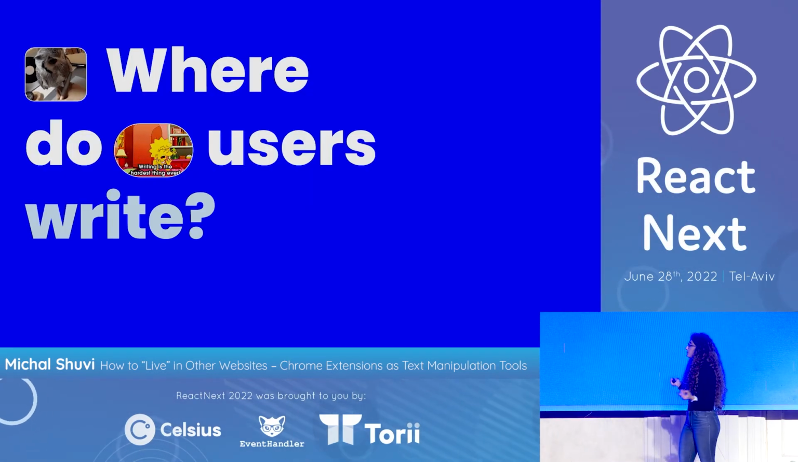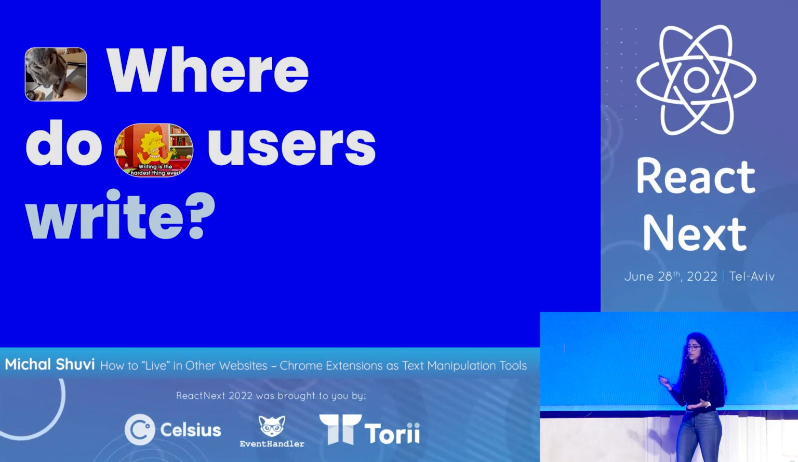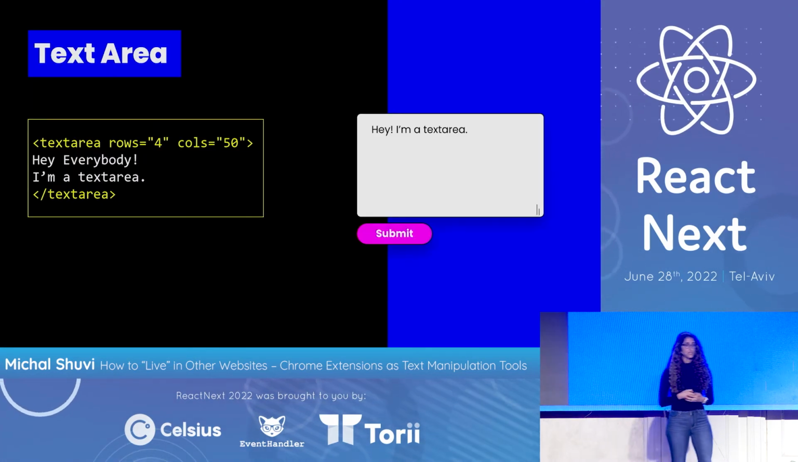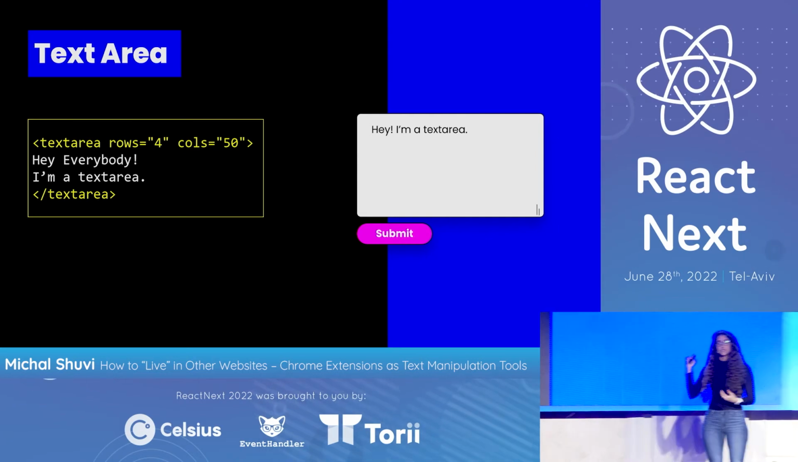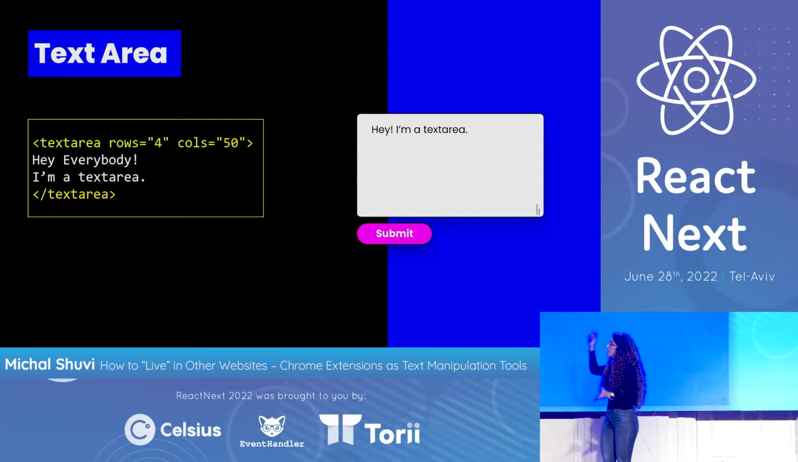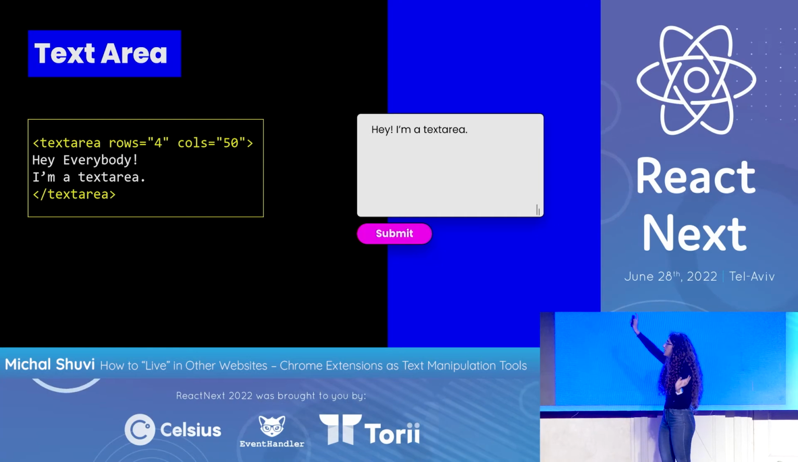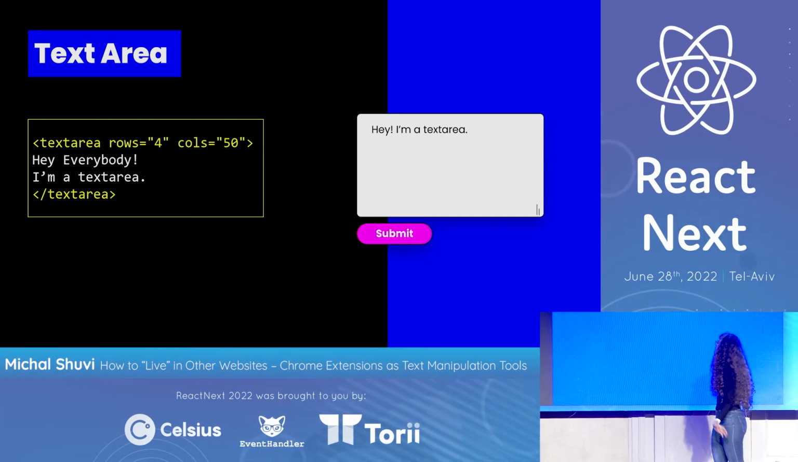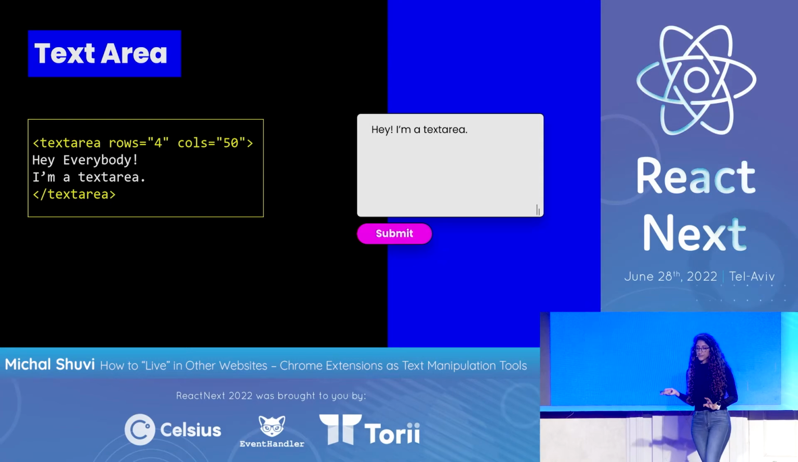So where do users write? Yeah, like which text editors exist throughout the web? First, we have the text area. It's a simple one. It's mostly for using forms. Plain text area. And that's the code, only this HTML tag, and that's it, only the text.